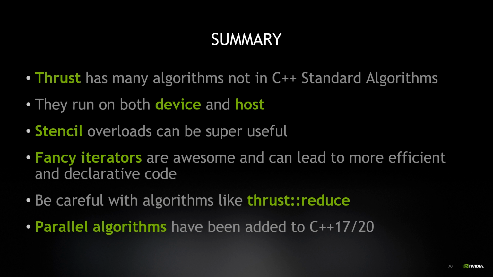And last but not least, parallel algorithms have been added to C++17 and 20. So if you aren't able to use Thrust and you are using C++17 and 20, definitely see if you can make use of the parallel algorithms that have been added. I believe that MSVC, Clang, and GCC all have implementations now. I believe Clang and GCC are sharing the TBB implementation. But if you're using C++17 or 20, you should have access to at least a subset of parallel algorithms.